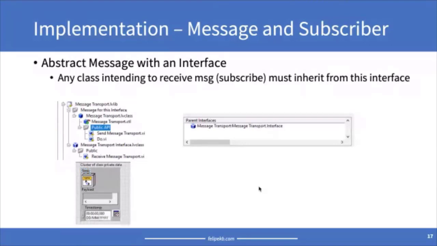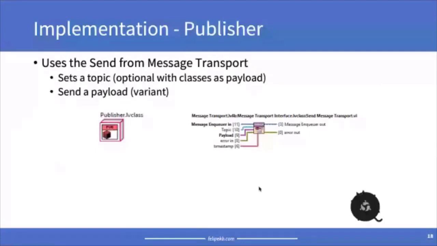The publisher uses the send message from the message transport. You can set a topic, which is optional, with classes as payload, and send a payload as variant. If you're using content type for sending the message, you don't need to use a topic. So you send a payload. The publisher only needs to know this VI to send the message. Again, this is dependency inversion: the publisher depends only on the message transport.